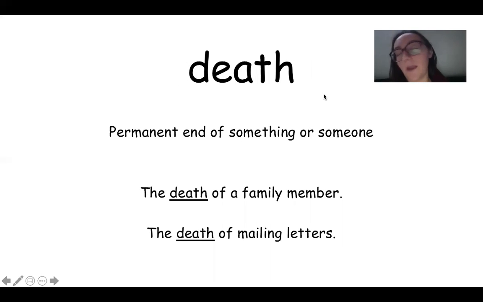So death, I'm sure that you guys know this word. I just wanted to go over it because it can be a verb and this is the noun. So, die is the verb, death is the noun. It's how you use it as like a subject. Permanent end of something or someone. So you could say, there has been a death in my family, or the death of a family member.